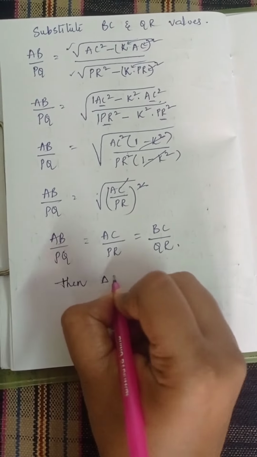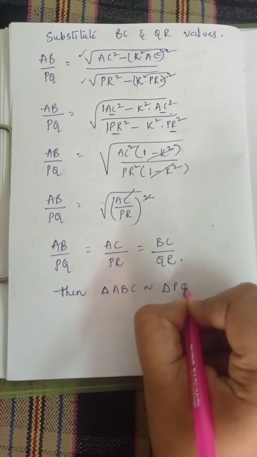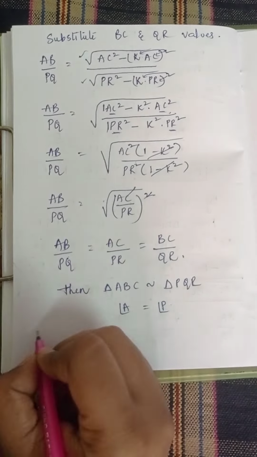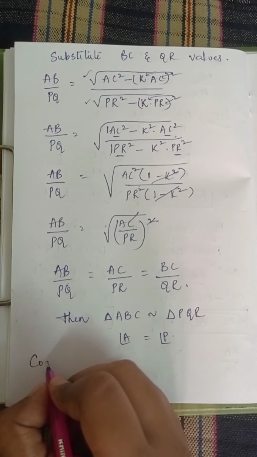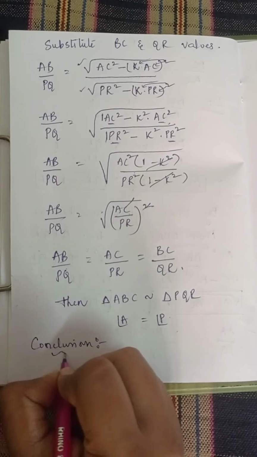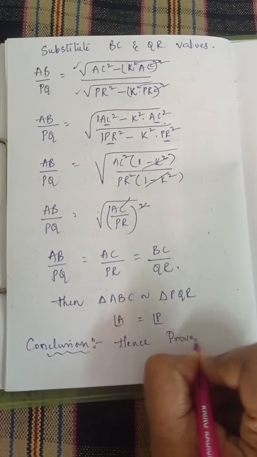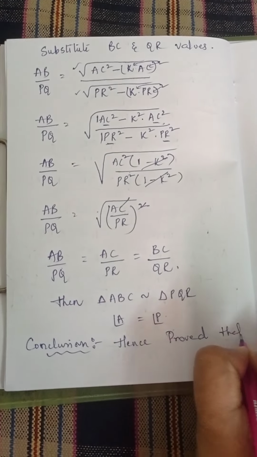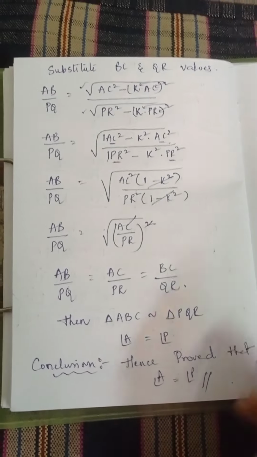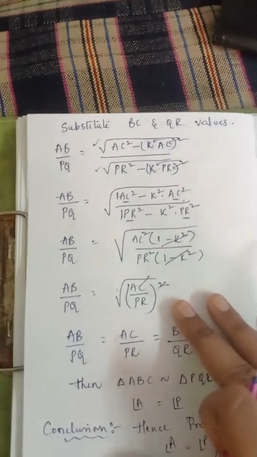Then triangle ABC is similar to triangle PQR, okay? That is, angle A is equal to angle P. We can conclude, right? Conclusion: hence proved, angle A is equal to angle P. Now you can note it down.